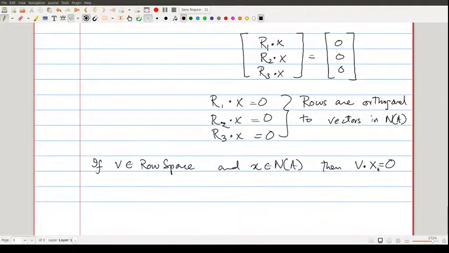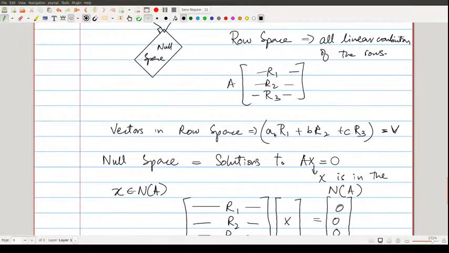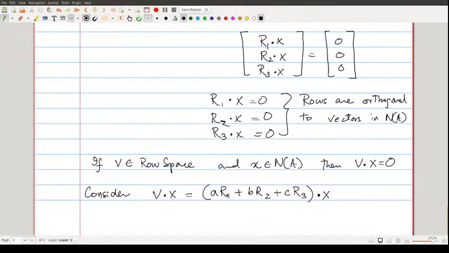But we have this, because now let's write what V dot x is. So consider V dot x. The vector V is just a linear combination of the rows, so a times R1 plus b times R2 plus c times R3, dot x, right? So I've taken an arbitrary vector from the row space by taking just a linear combination of the rows. I don't know what combination this is, but every combination can be written in this way.